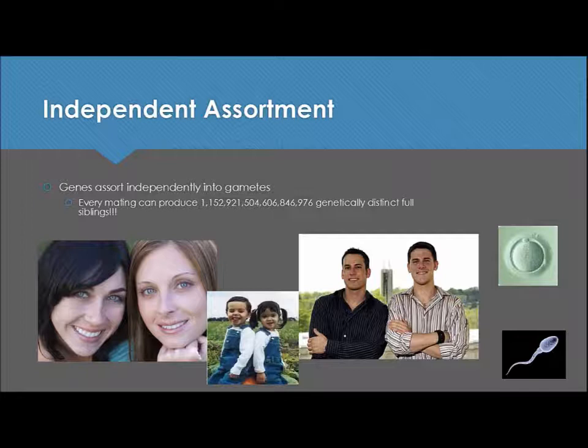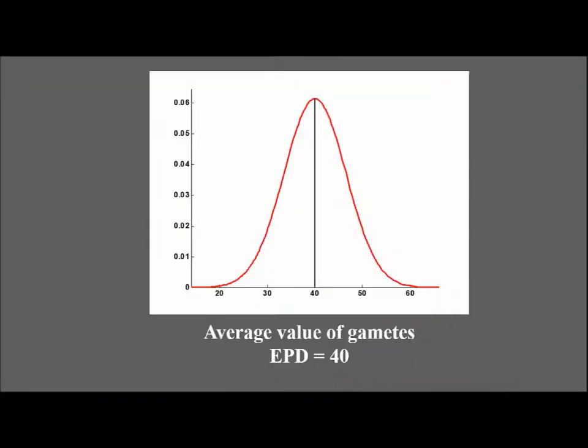And so even when we think about low levels of recombination and things like that, there's still an incredibly large number of potential genetically distinct full siblings. That's why having some additional information to deviate from that parent average can be really important. Most of the time our gametes are going to be about average, so our parent average is a pretty good assumption to start out with. That's where most of our sampling is going to be, pretty close to average.